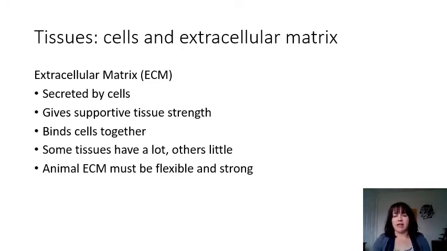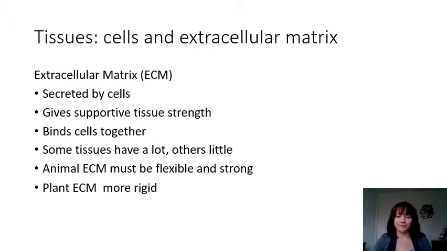When you're thinking about animal versus plant extracellular matrix, we have to consider the amount of movement that these organisms are participating in. So in animals, since animals can move, their ECM not only has to be strong, but it also has to be flexible. In comparison, think of plants that don't move very much or as fast, their ECM can be more rigid.